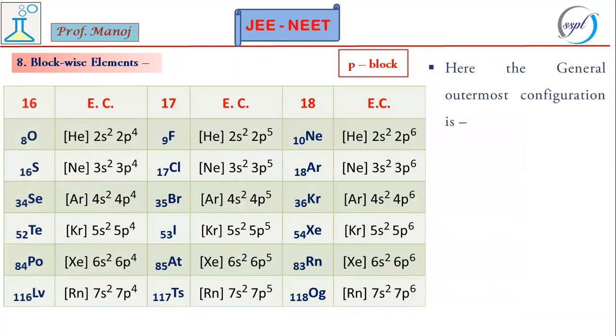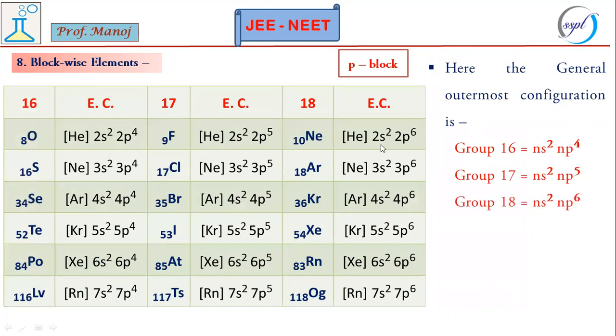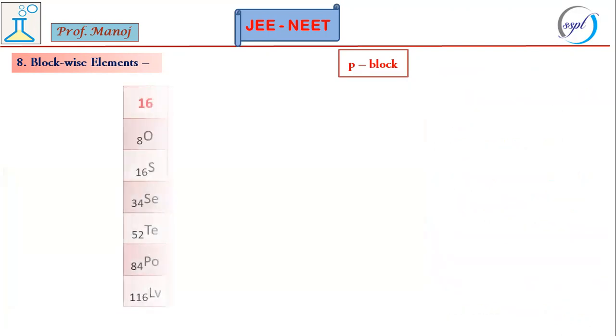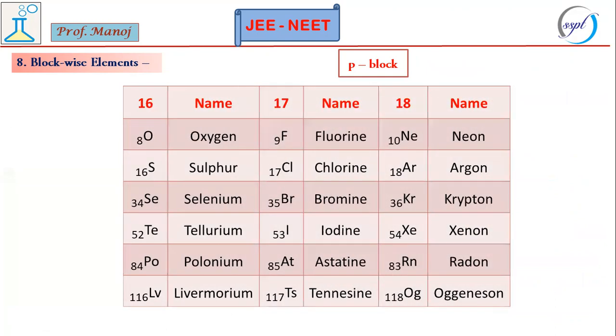Next comes group 16, 17 and 18. So you can now make your own configuration from this general configuration: ns2 np4 for group 16, ns2 np5 for group 17 and ns2 np6 for group 18. So together for the entire p-block, the configuration is ns2 np1 to 6, gradual filling. These elements, this chapter, we will be doing in 12th standard. The name of the chapter is Elements of Group 16, 17, 18.